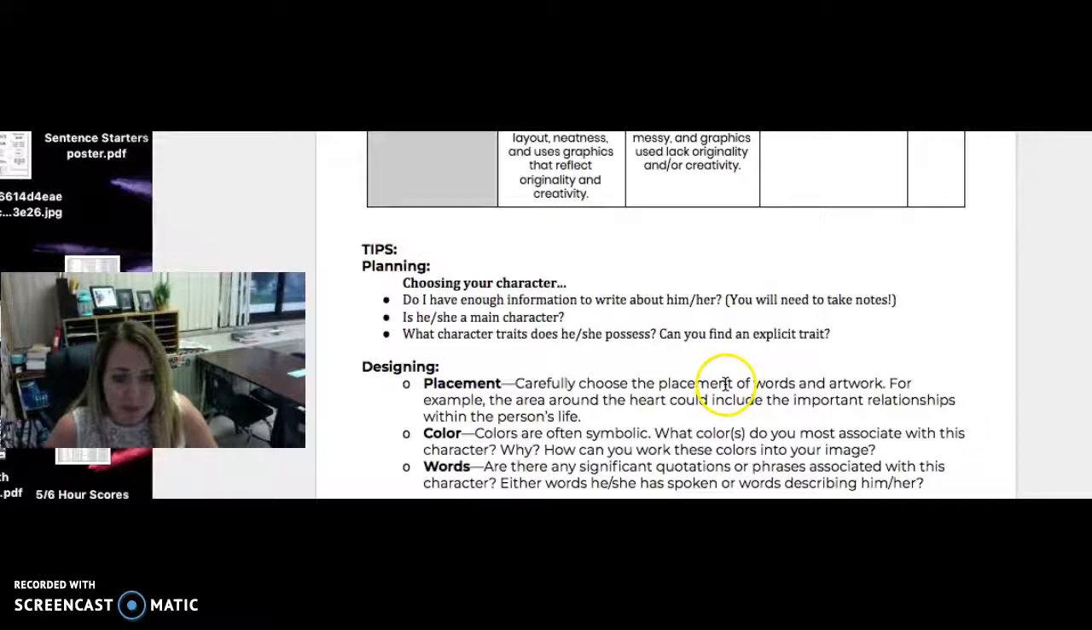The last part that I'm going to look at is the tips, and it looks like there's tips for planning my project, tips for designing my project. So I would go through and I would ask myself these questions and think about these things as I'm working on my project. Now, am I going to work on my project, my summative? Do I start that now?